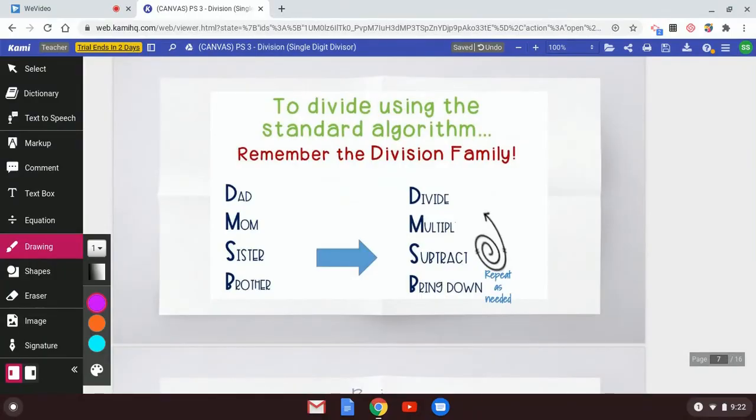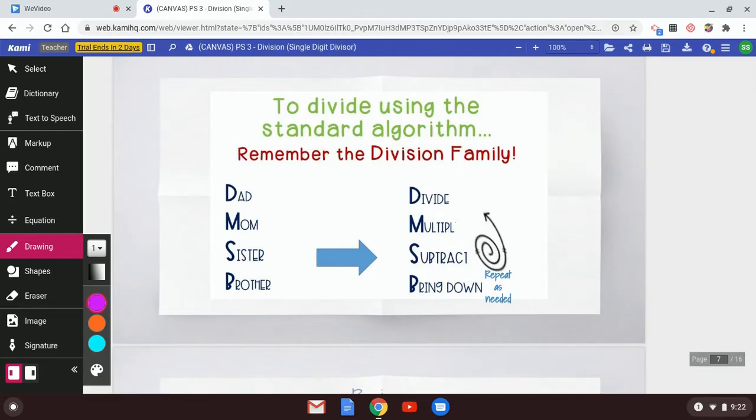So you may have heard a story that says something like, does McDonald's sell cheeseburgers? Really? Where the "does" stands for divide, McDonald's stands for multiply, sell stands for subtract, cheese stands for check the difference is less than the divisor, and B, burgers, for bring it down.